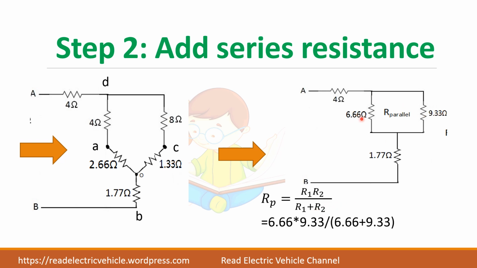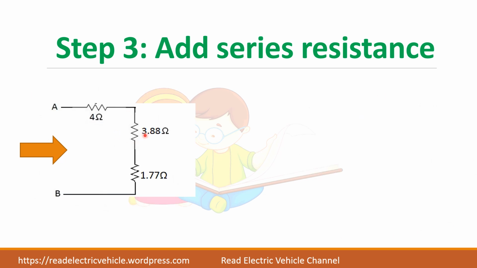So you multiply 6.66 into 9.33 divided by sum of that. So you will get 3.88. So your parallel resistance is 3.88. So now all the resistances are in series. So when you have series resistance, add everything. So this is the answer, or the total resistance across the terminals A and B. This is how star delta transformation helps to reduce the circuit and find the equivalent resistance.